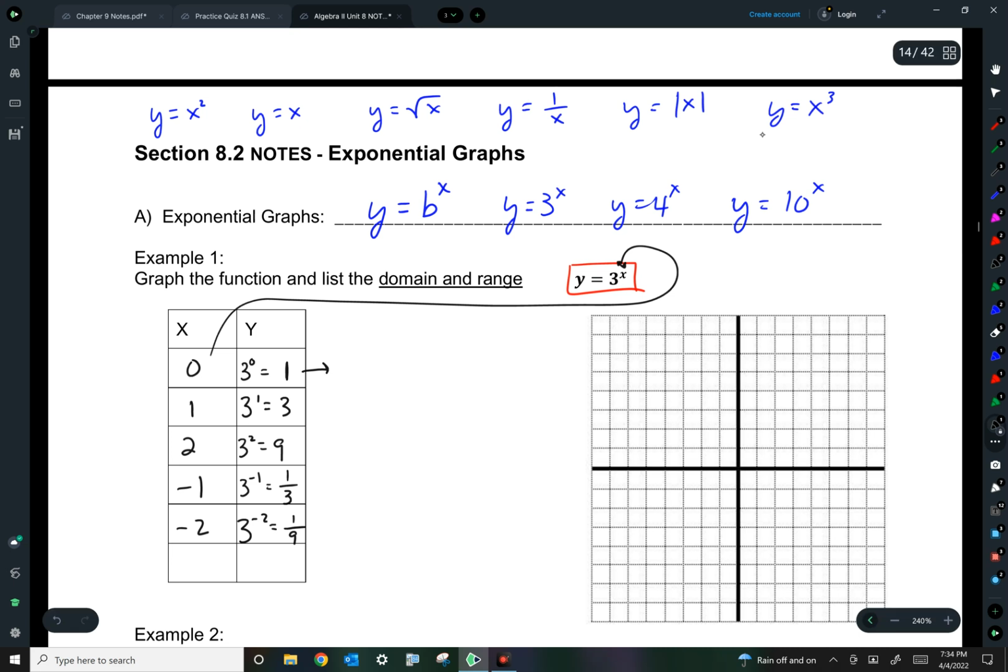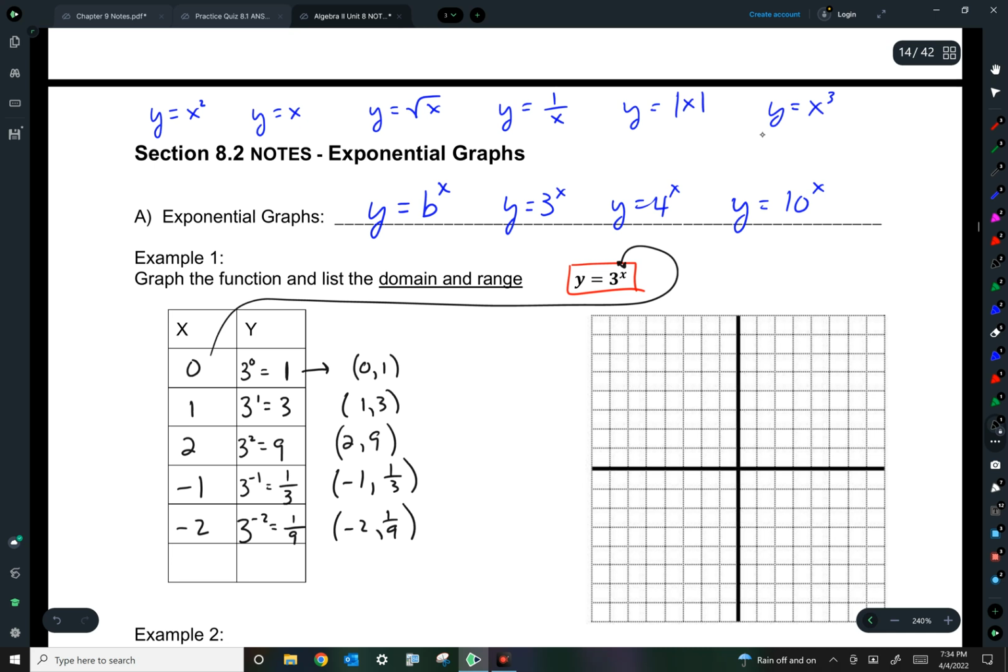So what this does is it represents several ordered pairs. This first one is the ordered pair 0, 1. Then I have the ordered pair 1, 3 for my x and my y. 2, 9. This one is negative 1, 1 third. And this one is negative 2, 1 ninth.